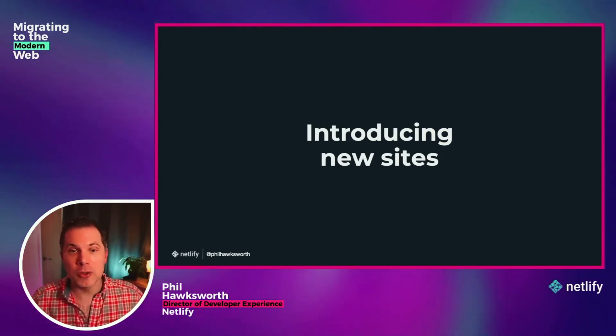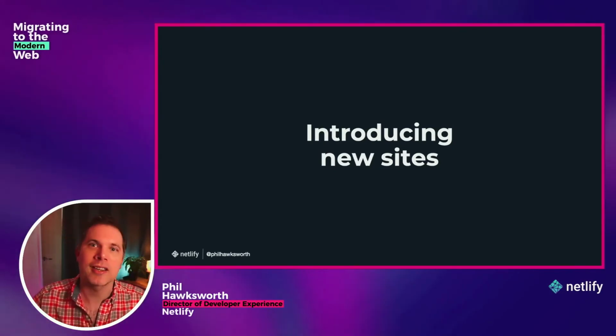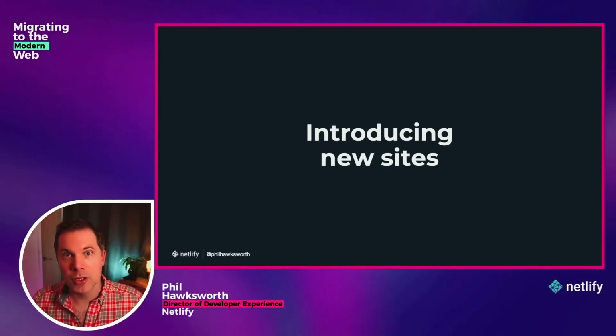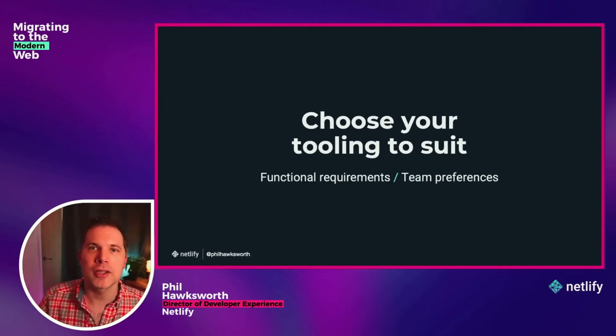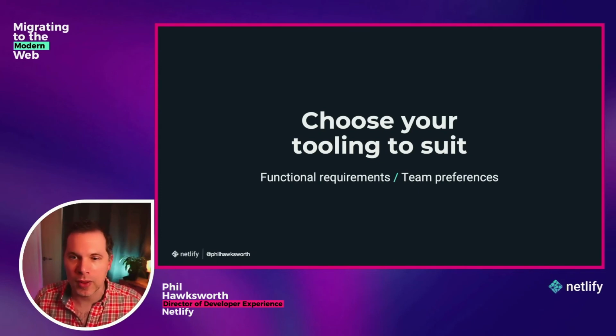We might be introducing new sites, or we might be migrating existing sites, so we need to think about those as slightly different projects that we might undertake. It's important that we choose our tooling to suit as well. We have a lot of functional requirements to satisfy, but we also have team preferences and team skills to consider when thinking about how you move to the Jamstack. There's a whole host of tools and technologies we could use. If you think back to that slide from Redpoint, there are lots of tools out there, and we can choose from them and still be in the Jamstack world.